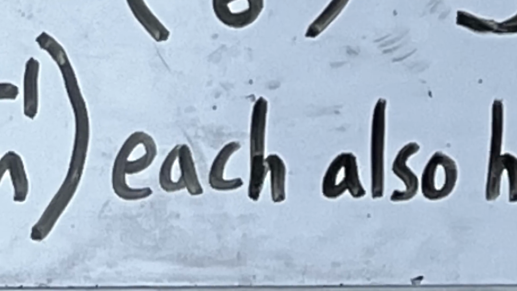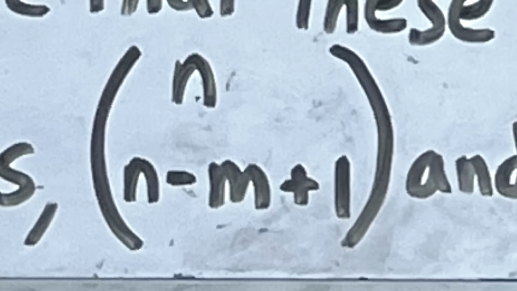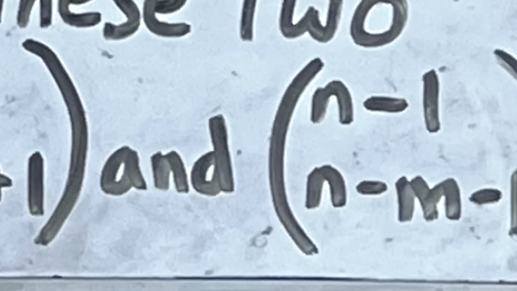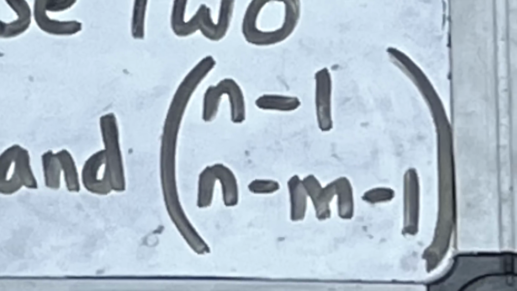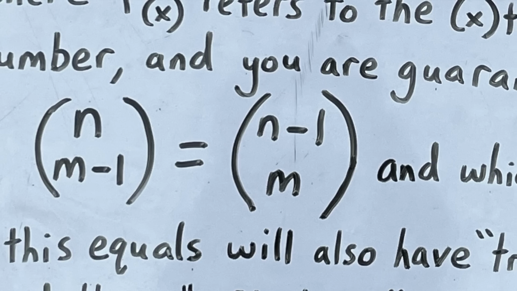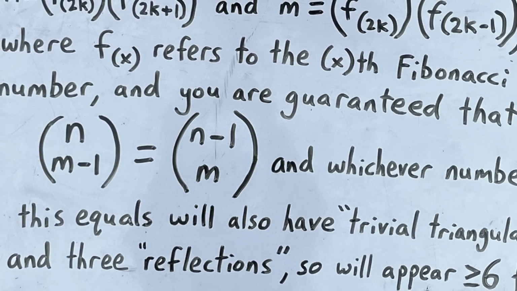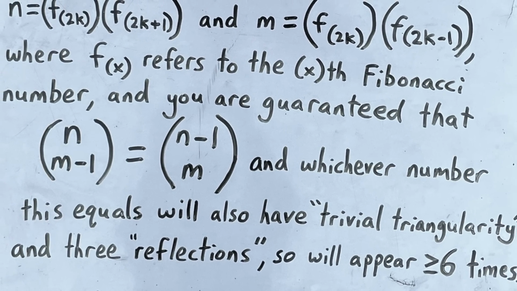In general, the reflections of this can be simplified to n choose n minus m plus 1 and n minus 1 choose n minus m minus 1, in addition to a trivial triangularity and the reflection of that. So any number in this family will appear at least 6 times.